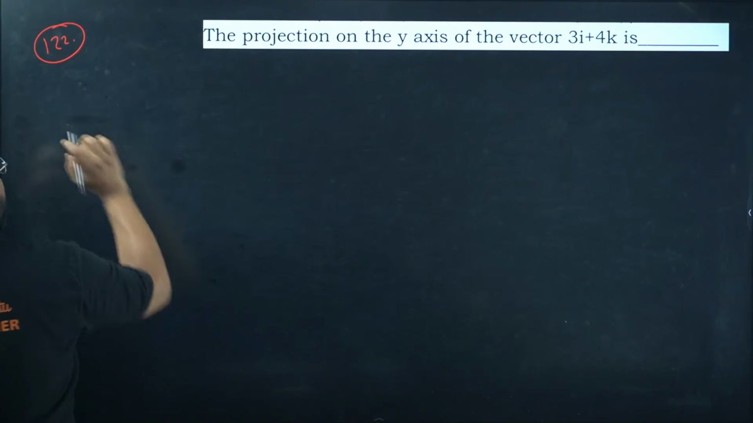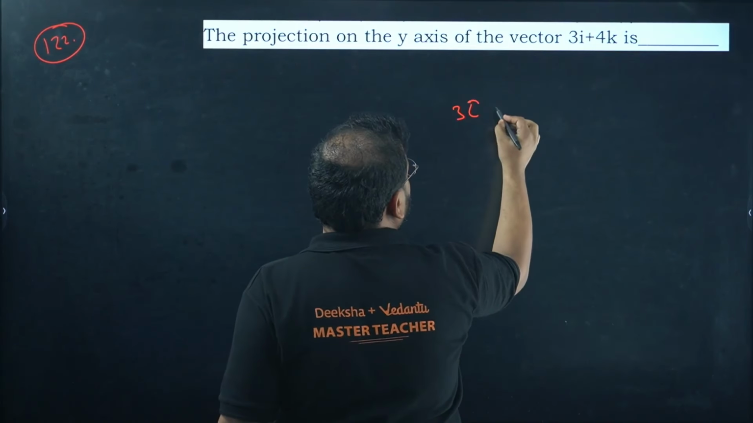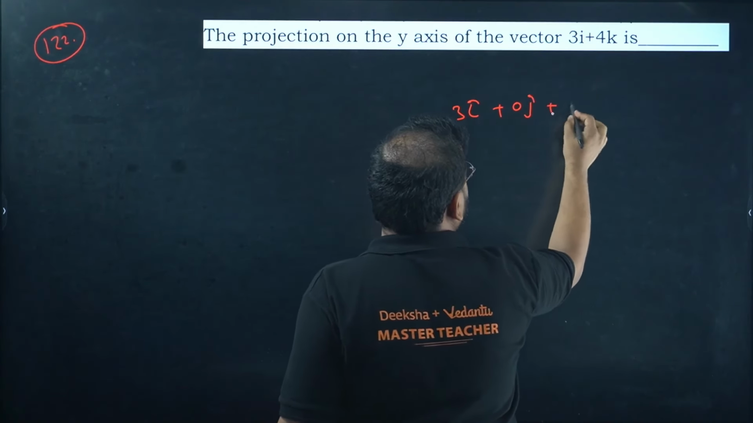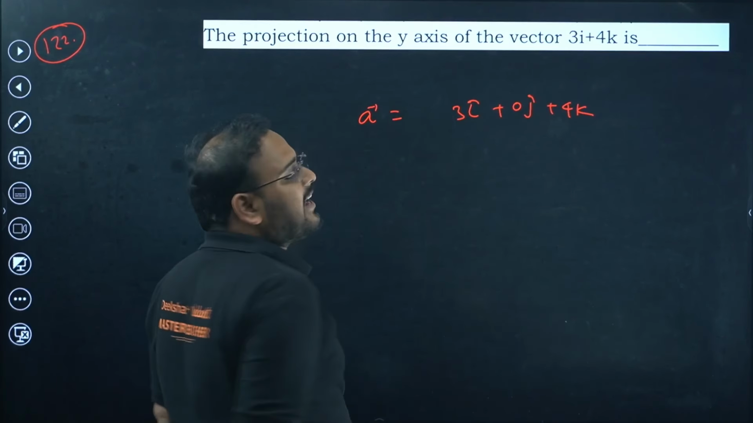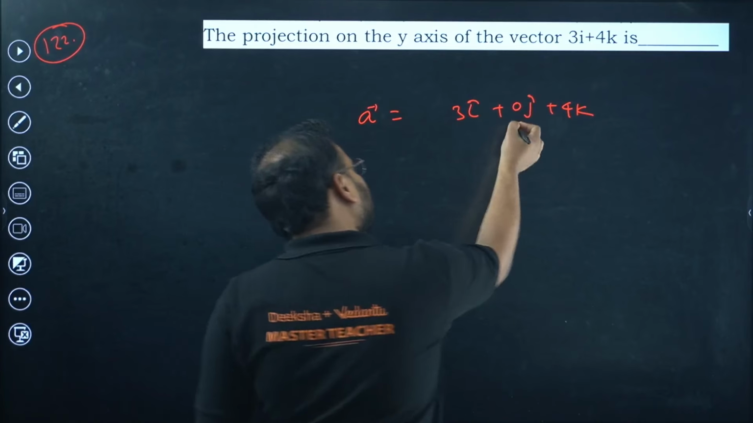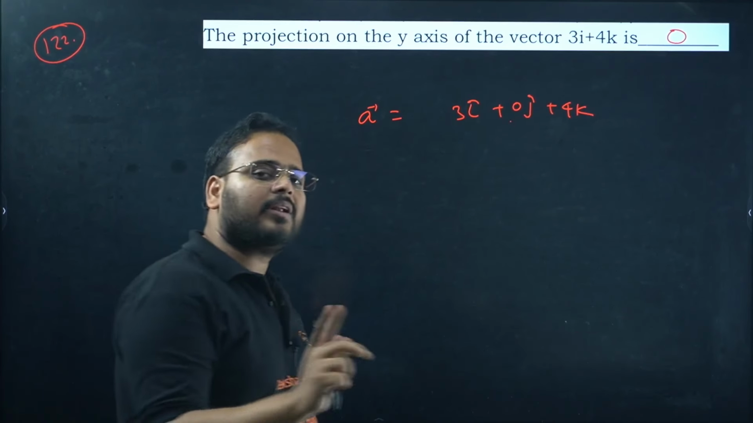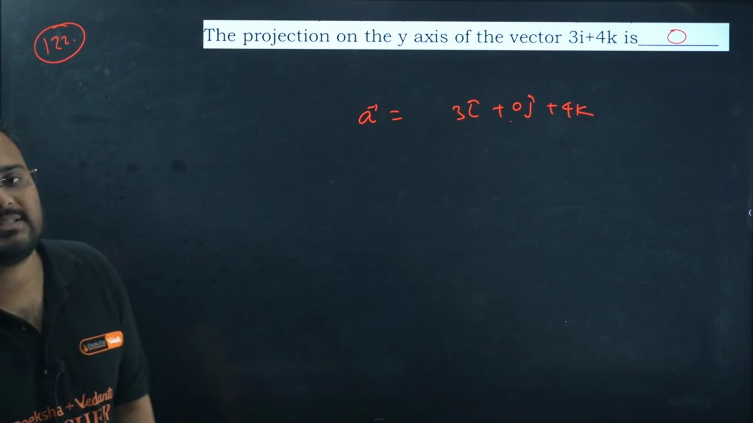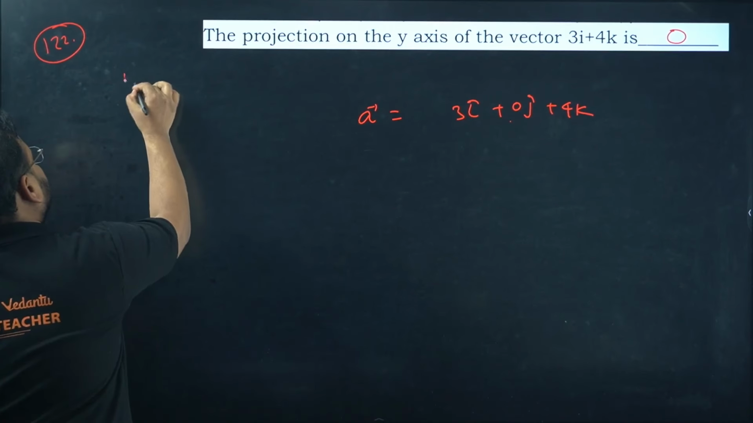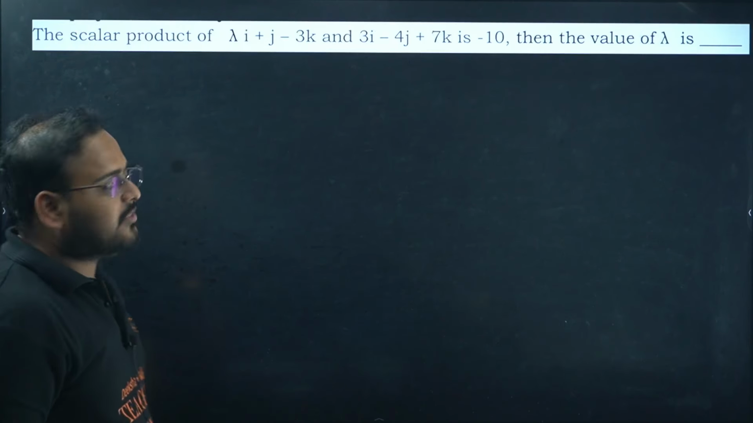122. Projection on the y-axis. Let's write the components first: 3i, 0j and 4k. If this is my vector A, what is the projection on the y-axis? 0. Nothing is there. It has only components on the x and z axes, 3 units and 4 units. Answer is 0. Next, 123.